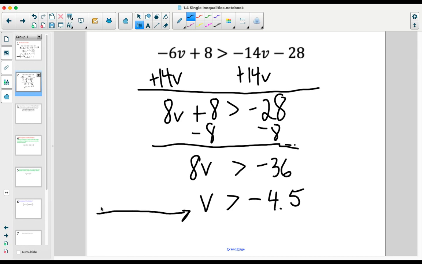Same situation as the last example. We're going to locate negative 4.5 on a number line. We're going to leave the circle open because there's no equal to, and we're going to shade to the right because v is greater than negative 4.5.